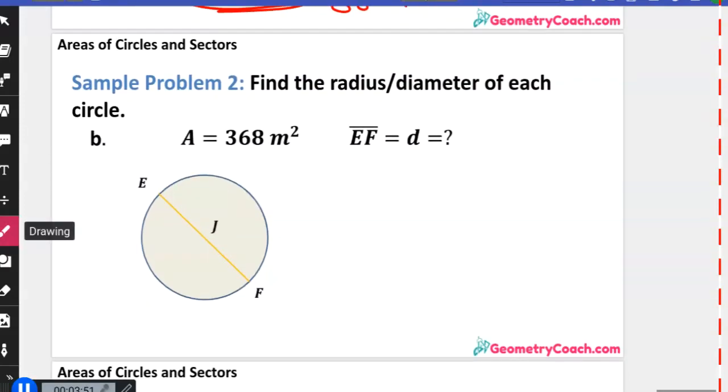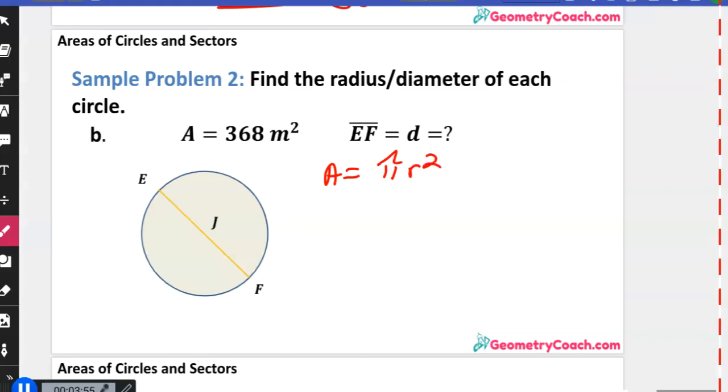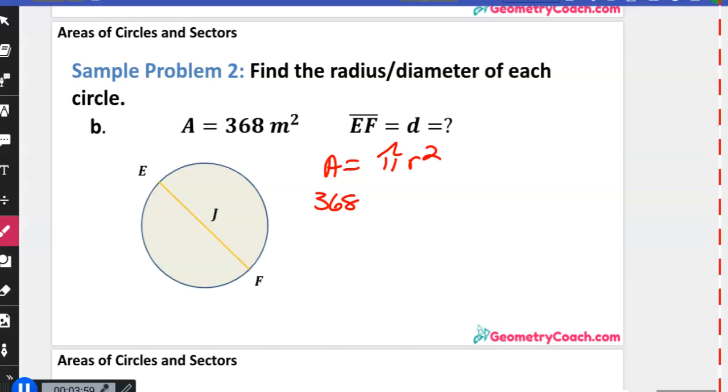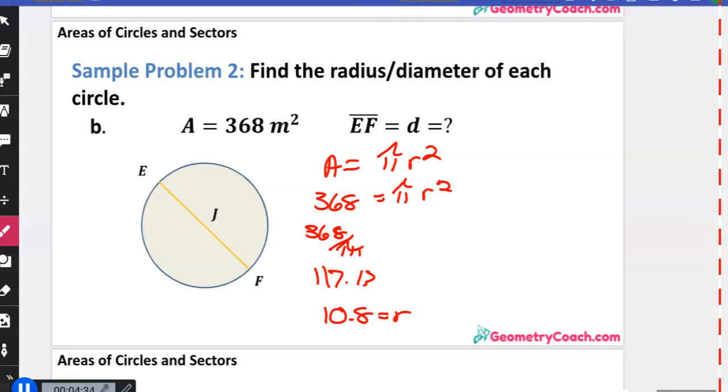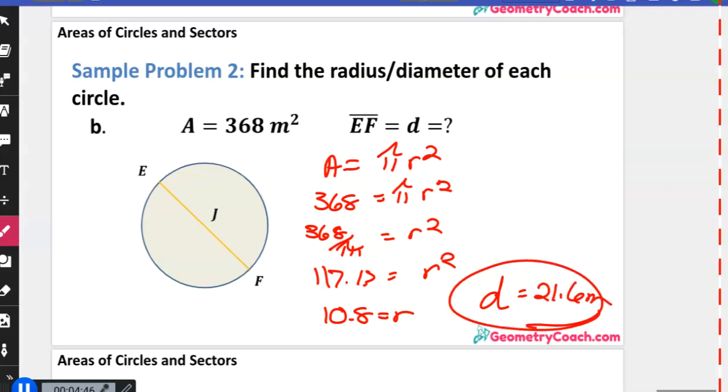All right, this time we're trying to find the diameter, but it's still going to be the same thing. Area equals pi r squared, except we'll just double that r when we find it. So 368 equals pi r squared. So we're going to do 368 divided by pi. It's about 117.13. I'm going to square root that. So it's about 10.8 is our radius. So that means our diameter is 21.6 meters.